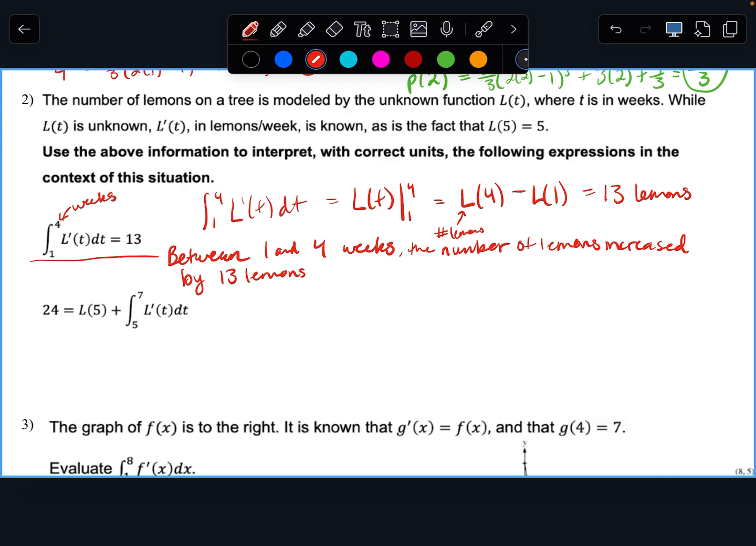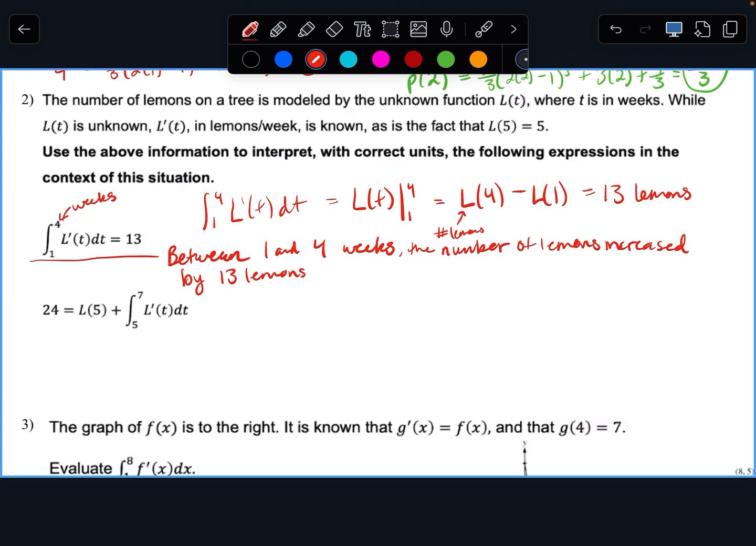Or like the change in lemons between 1 and 4 weeks. So there's 13 more lemons, you know? Because when you're doing subtraction, you're finding the change between the 2 weeks, right? So L of 1 would be how many at 1 week, L of 4 is how many at 4 weeks, and then you're subtracting them. So it's like how much went up, right?